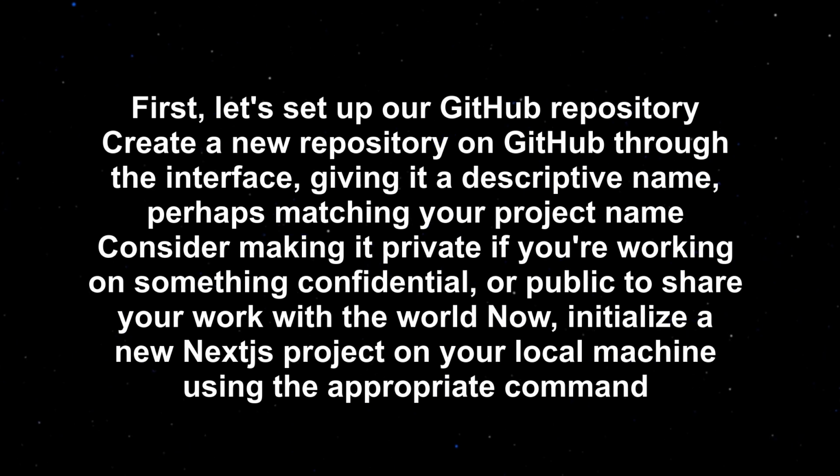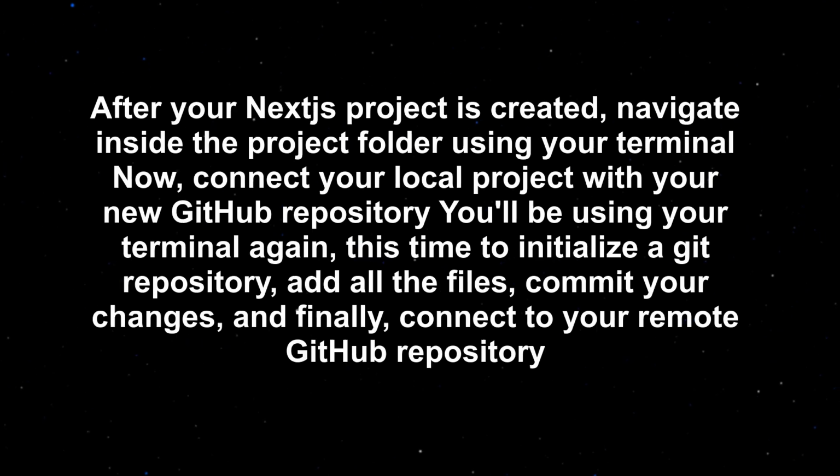Now, initialize a new Next.js project on your local machine using the appropriate command. After your Next.js project is created, navigate inside the project folder using your terminal. Now, connect your local project with your new GitHub repository. You'll be using your terminal again, this time to initialize a Git repository. Add all the files, commit your changes, and finally, connect to your remote GitHub repository.